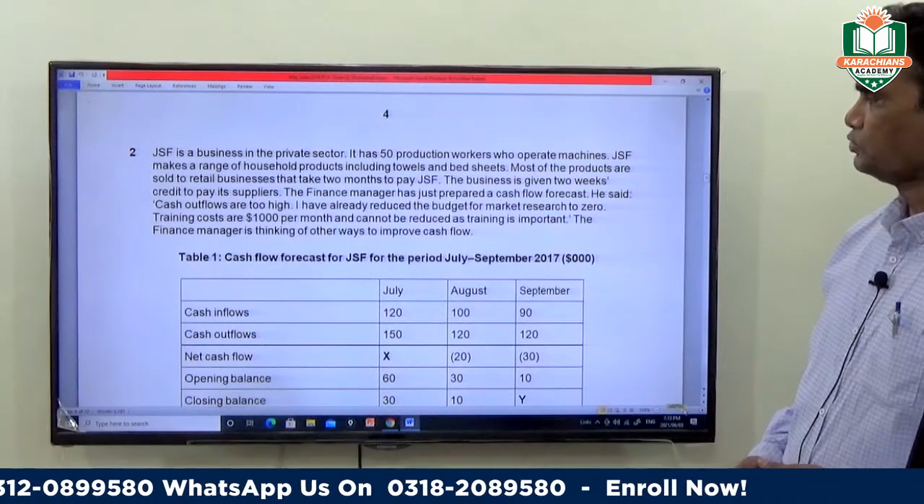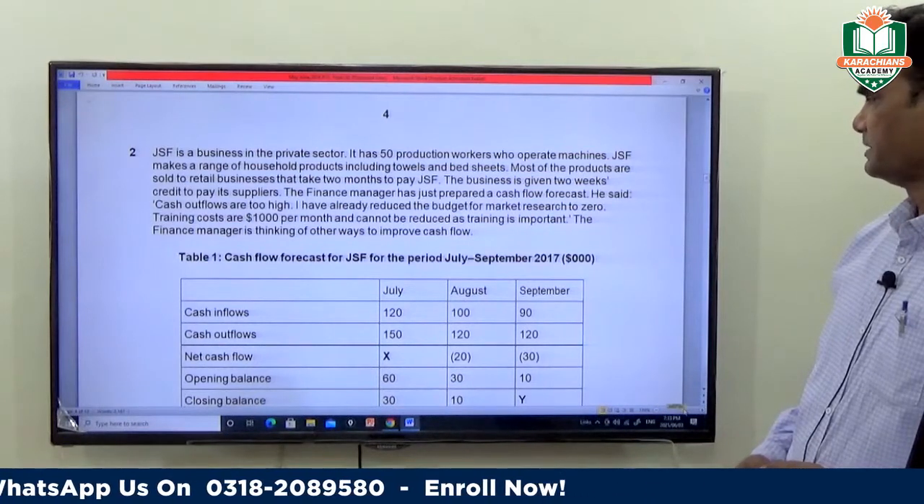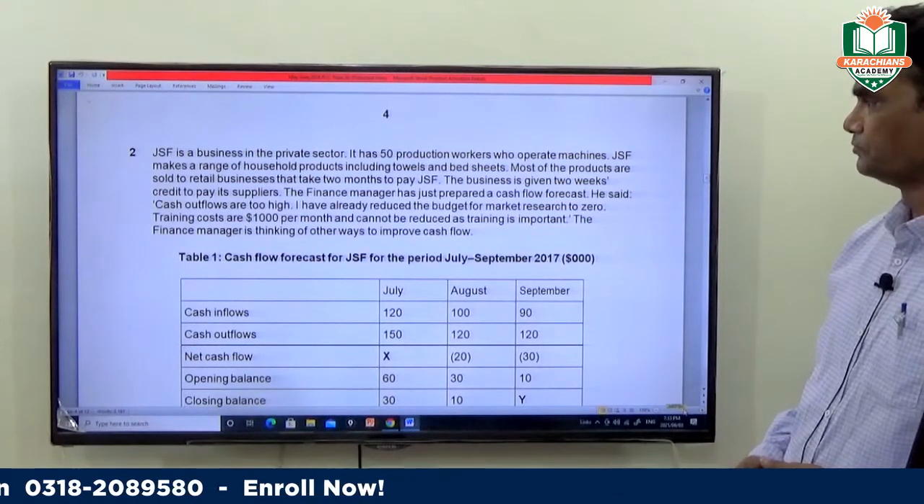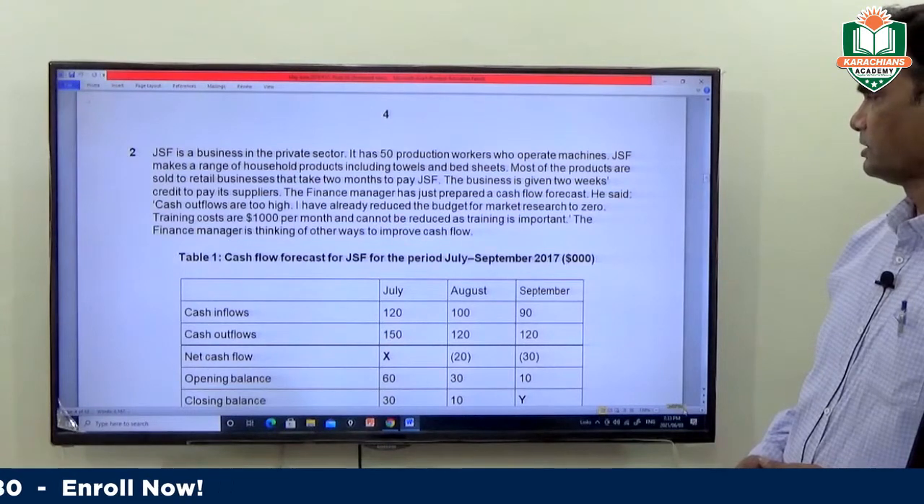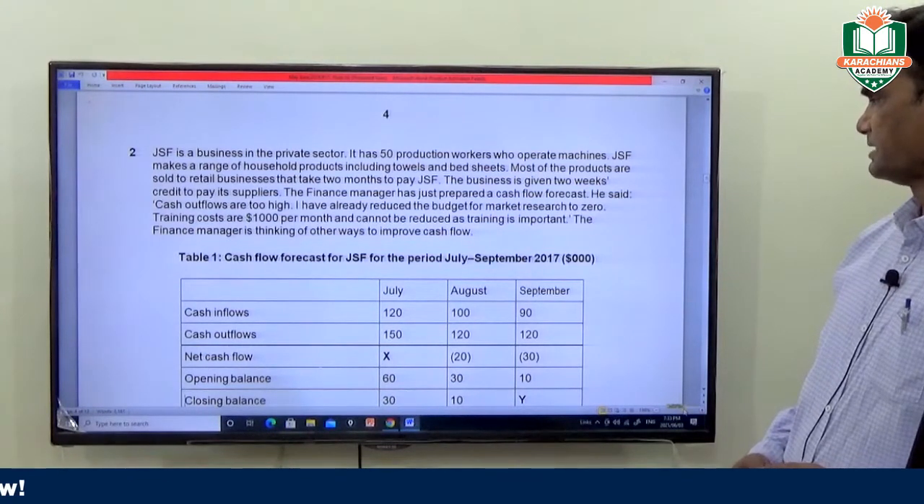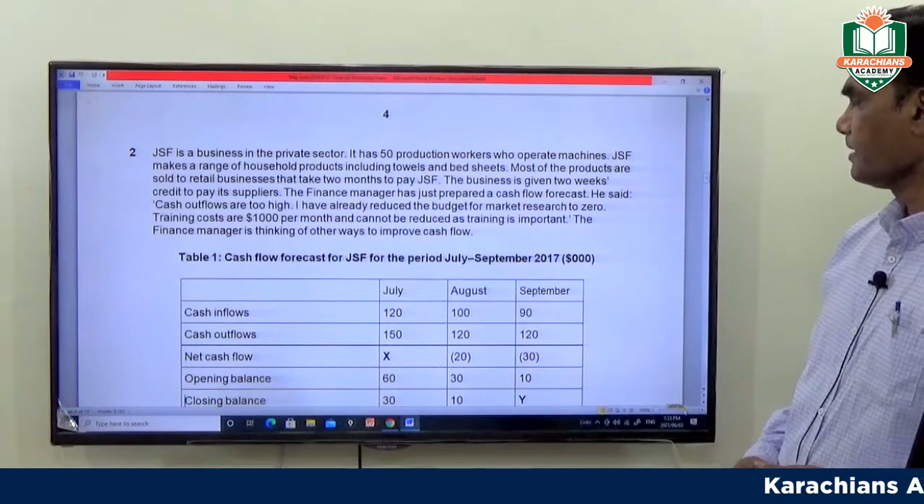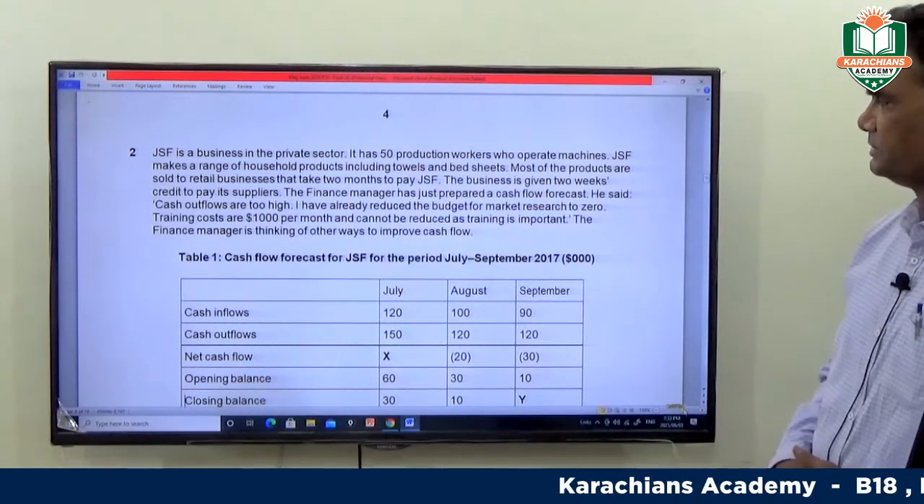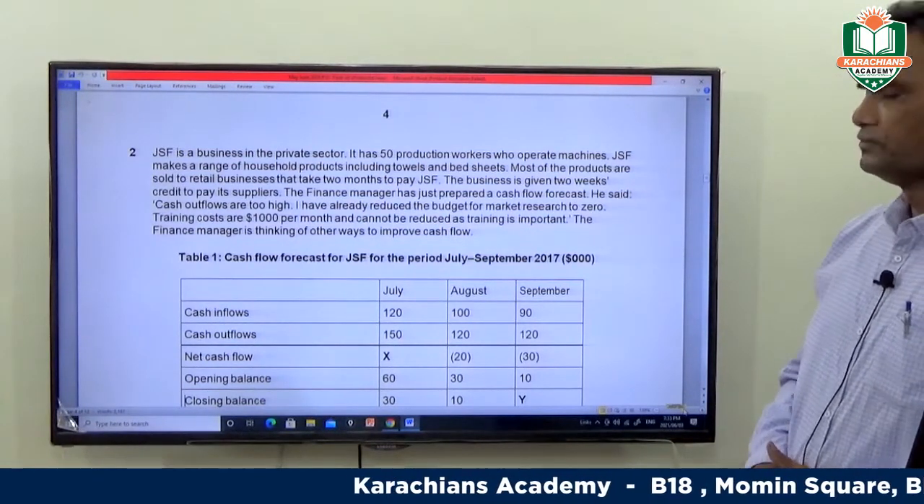Cash outflows are too high. I have already reduced the budget for market research to zero. Training costs are $1,000 per month and cannot be reduced as training is important. The finance manager is thinking of other ways to improve cash flows.